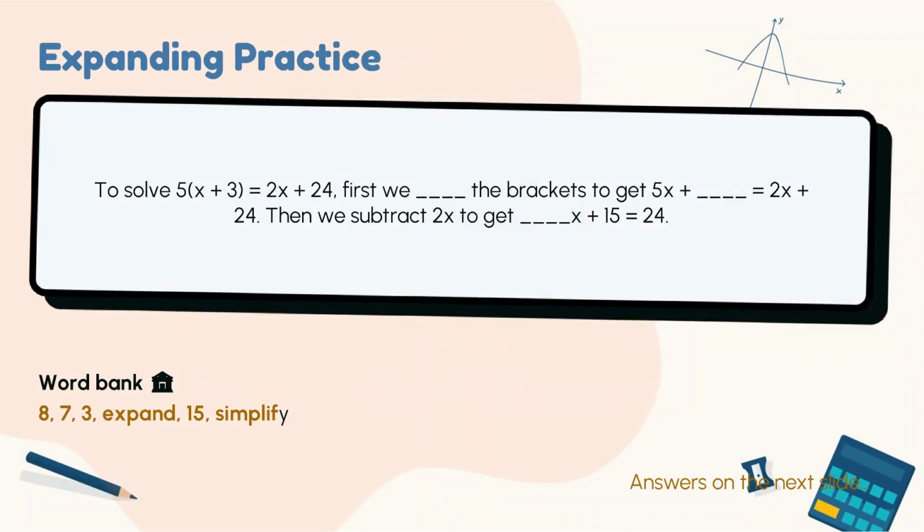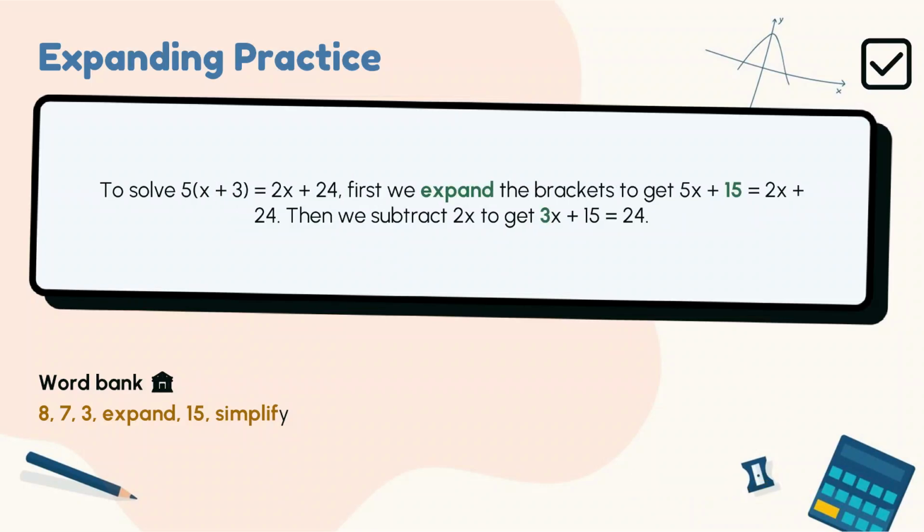Let's practice expanding. To solve 5(x + 3) = 2x + 24. First, we blank the brackets to get 5x + blank = 2x + 24. Then we subtract 2x to get blank x + 15 = 24. Use the word bank to fill in the missing words and numbers. Pause the video and try it before checking the answer.